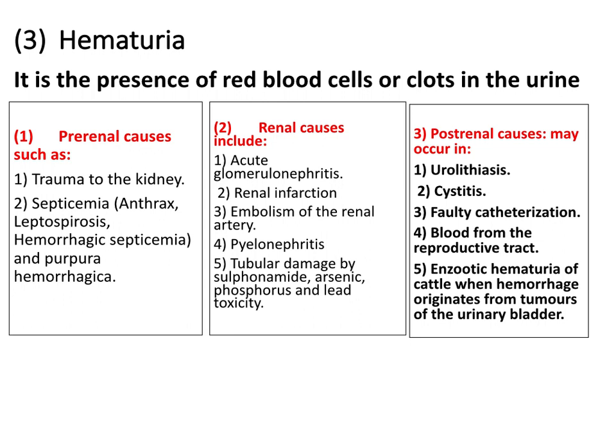Renal causes include acute glomerulonephritis, renal infarction, embolism of the renal artery, pyelonephritis, tubular damage by sulfonamides, arsenic, phosphorus, and lead toxicity. Post-renal causes include urolithiasis, cystitis, faulty catheterization, عندما نعمل طريقة غير صحيحة عملية القسطرة, blood from the reproductive tract, and enzootic hematuria of cattle, when hemorrhage originates from tumors of the urinary bladder.